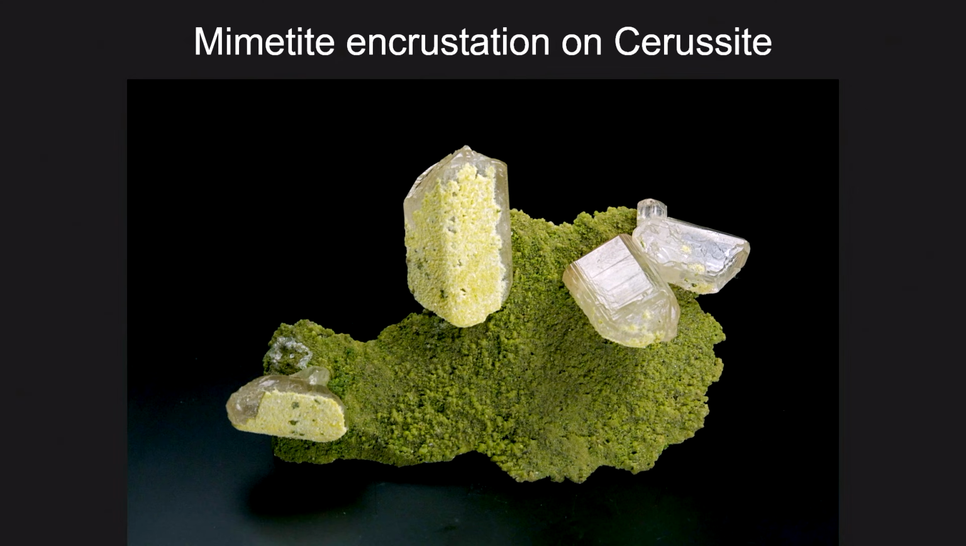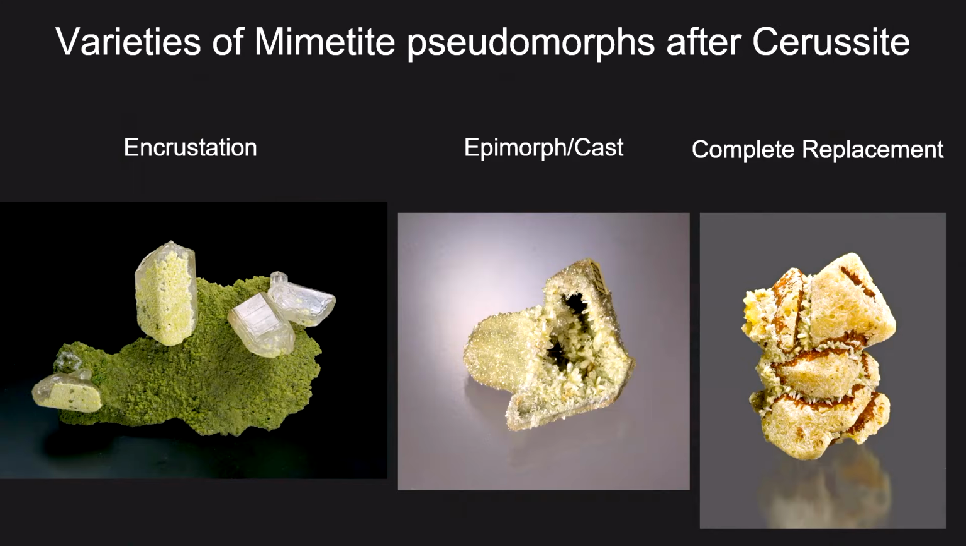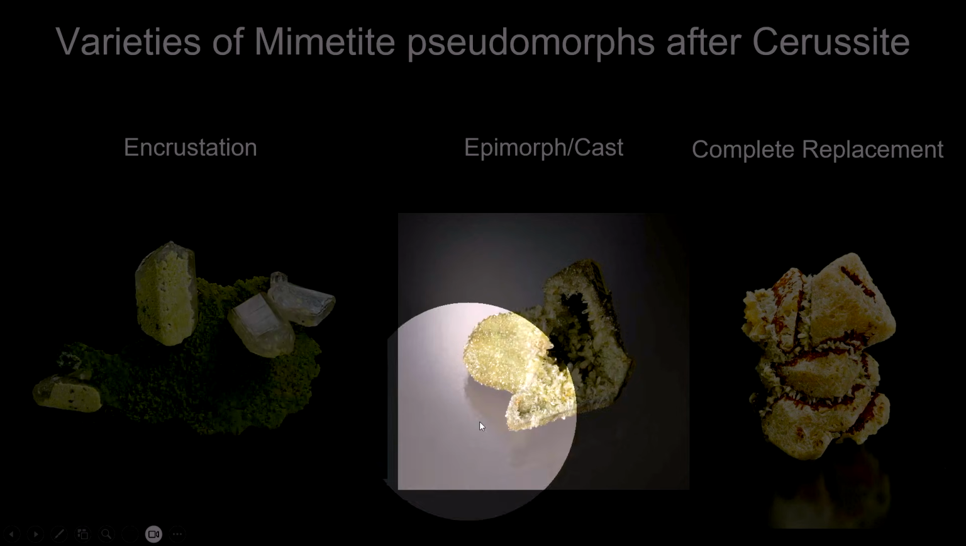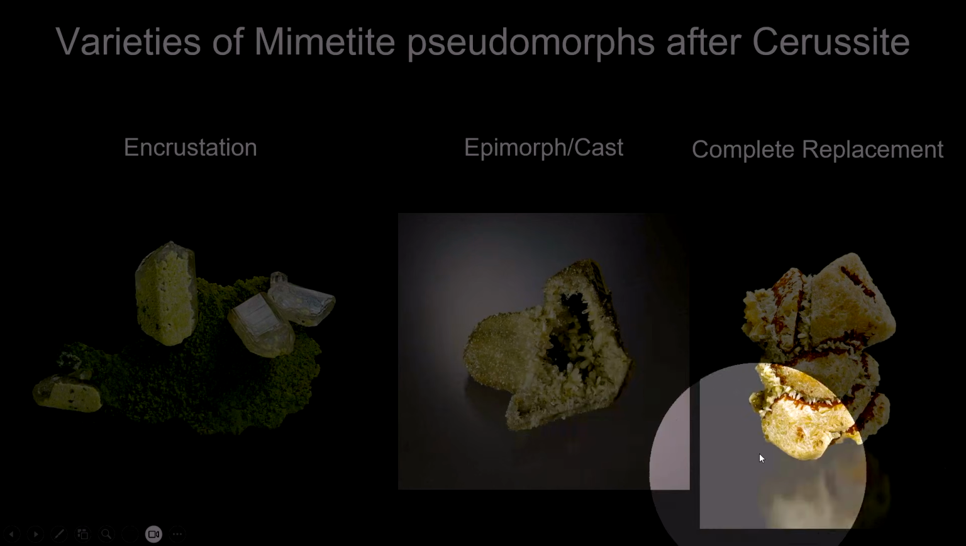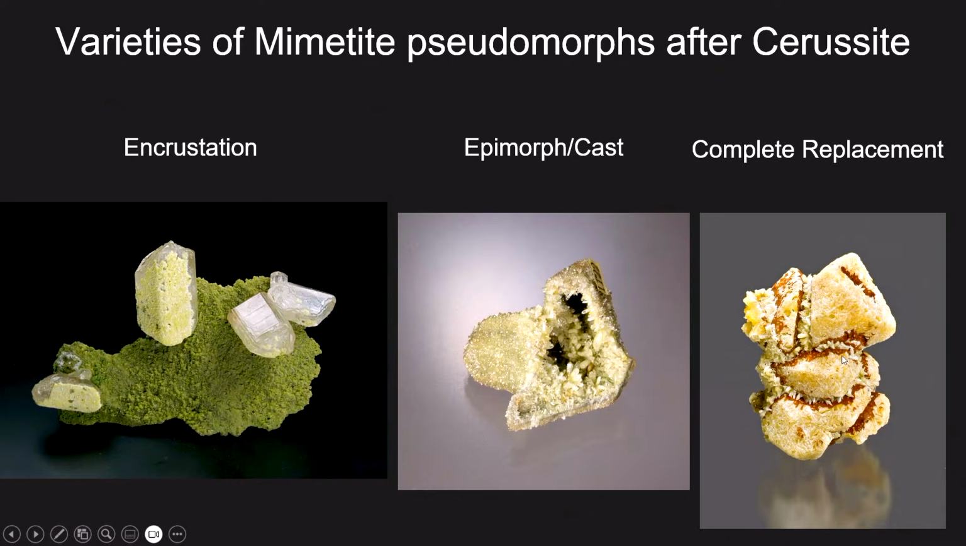And if you've heard me mention mimetite and cerussite before, I have. And this is really a very interesting set of pictures where one can see that mimetite can be connected with cerussite in several different ways. It can be an encrustation, it can be an epimorph or cast, and it can be a solid, complete replacement. Based on this, I would say that mimetite and cerussite have a very intense and complicated relationship.